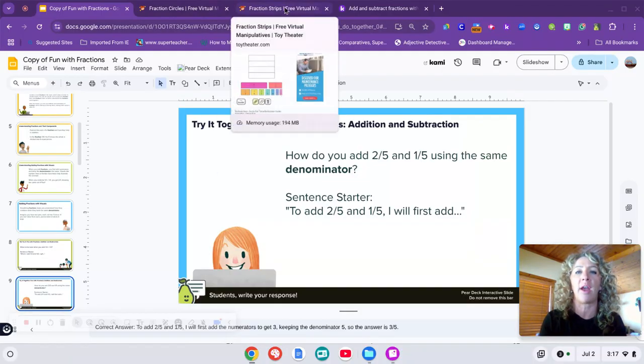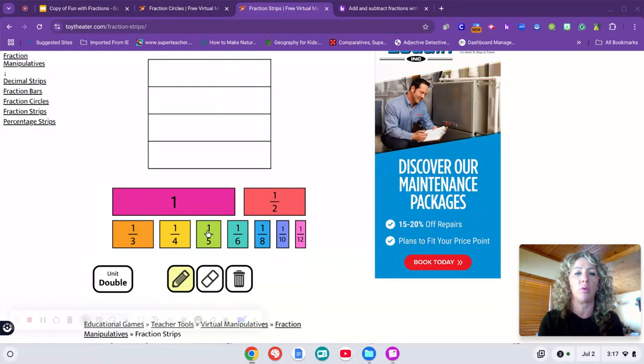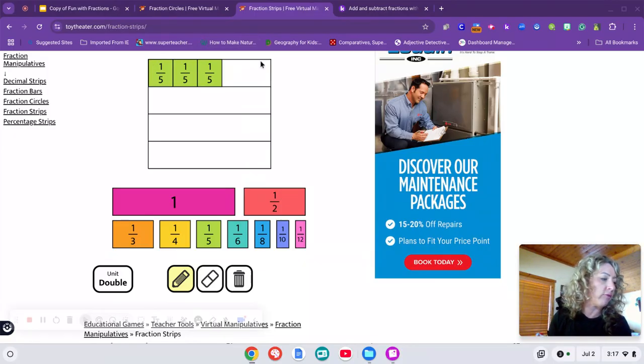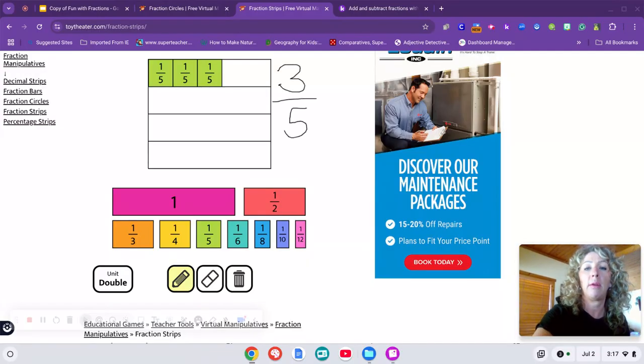So let's look at this on our fraction strips. We are going to do 2/5, and then we're going to add 1 more 5th in there, 1/5. So when we add those up, how many 5ths do we have? Mason. We have 3, right? So 2/5 plus 1/5 would be 3/5. Very good.